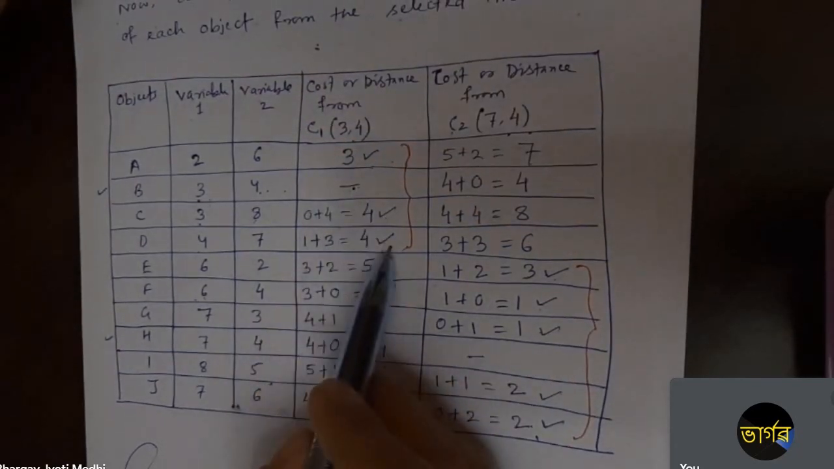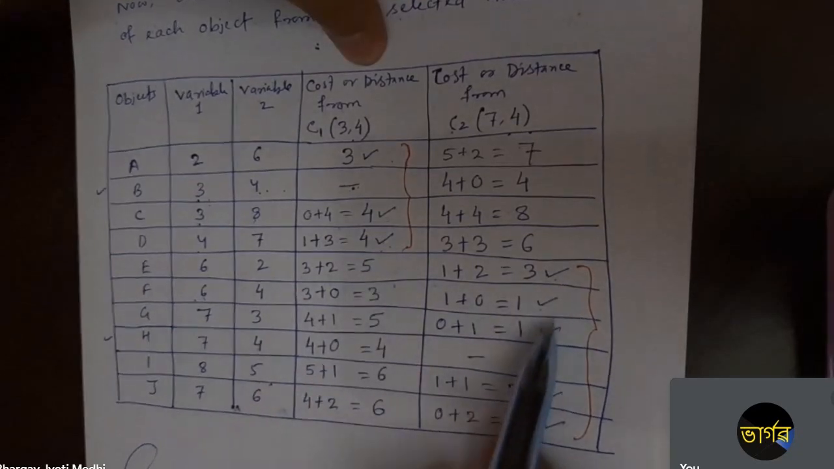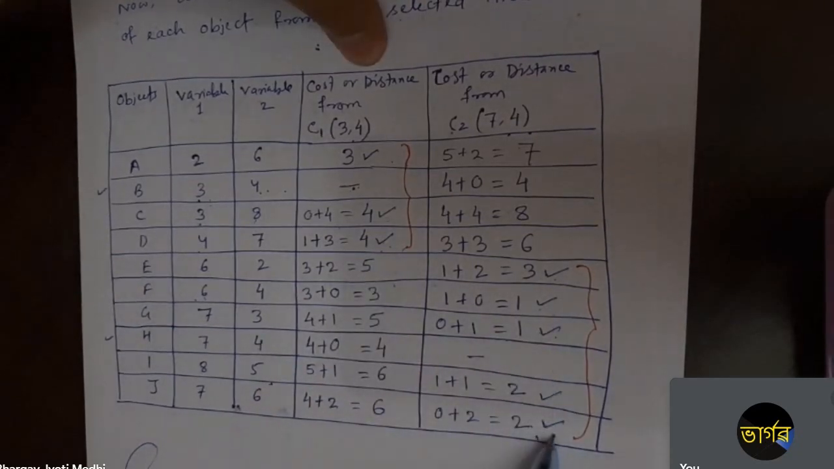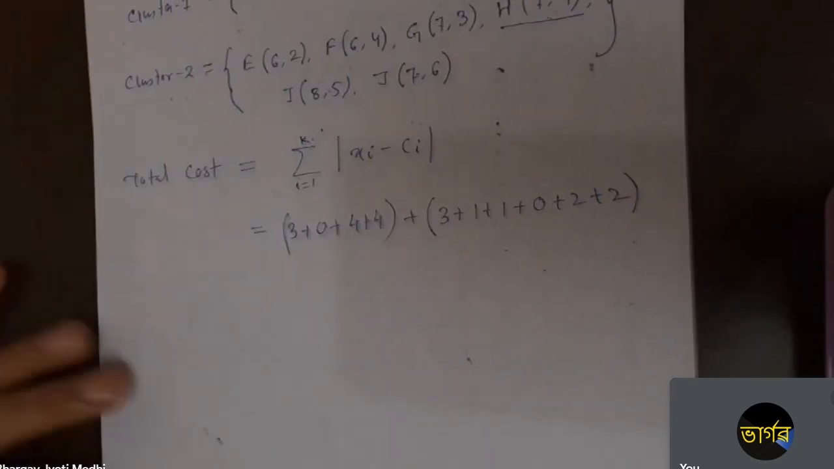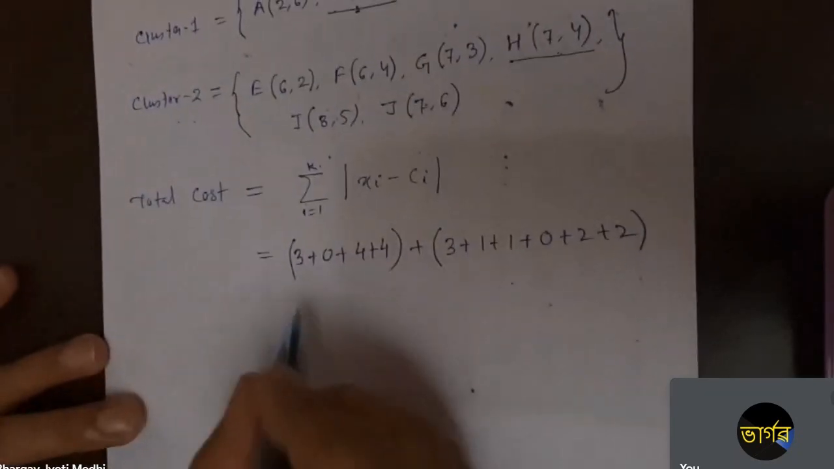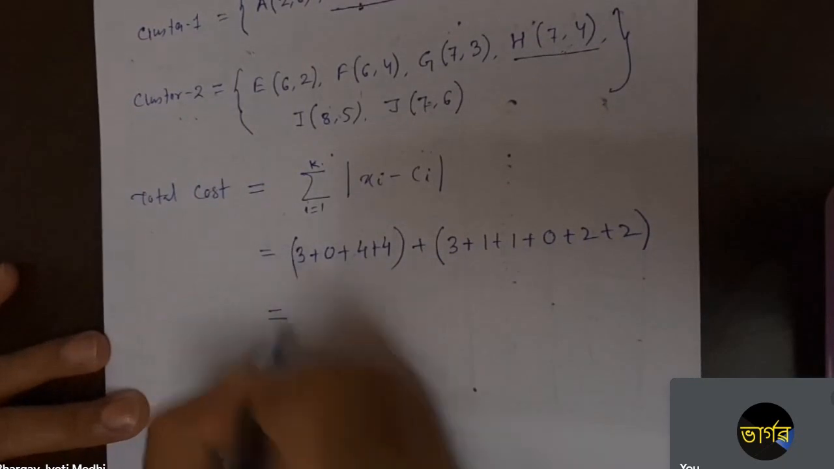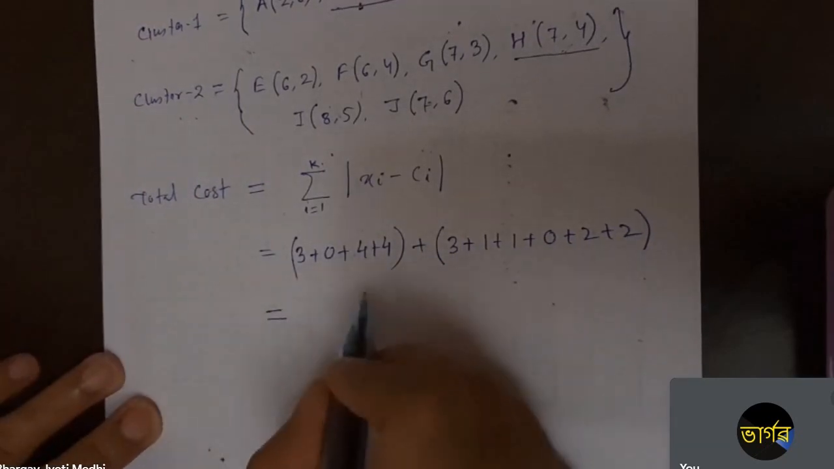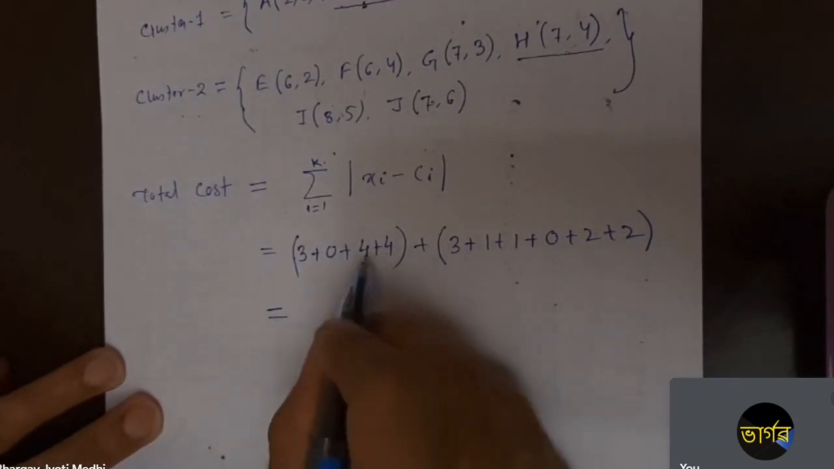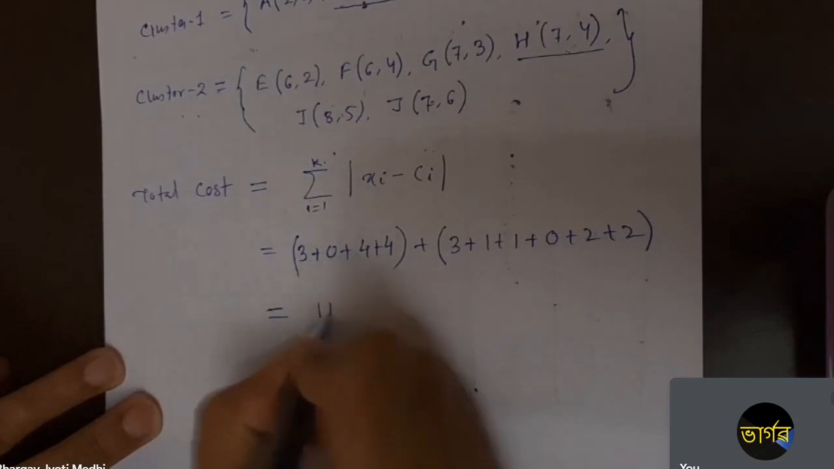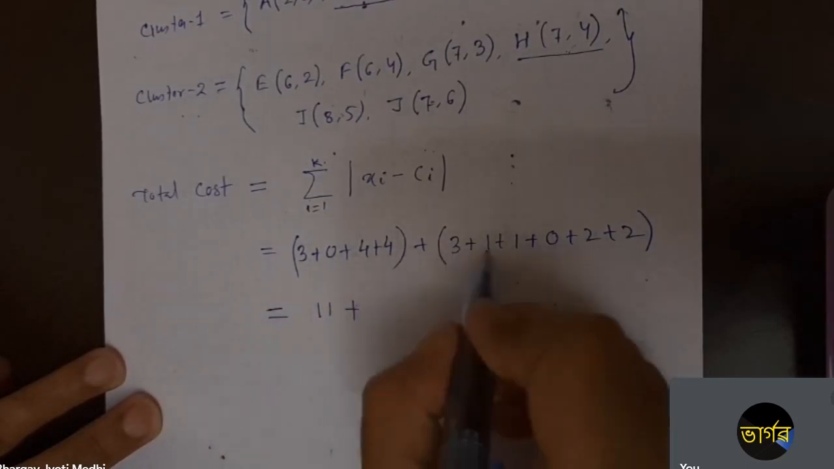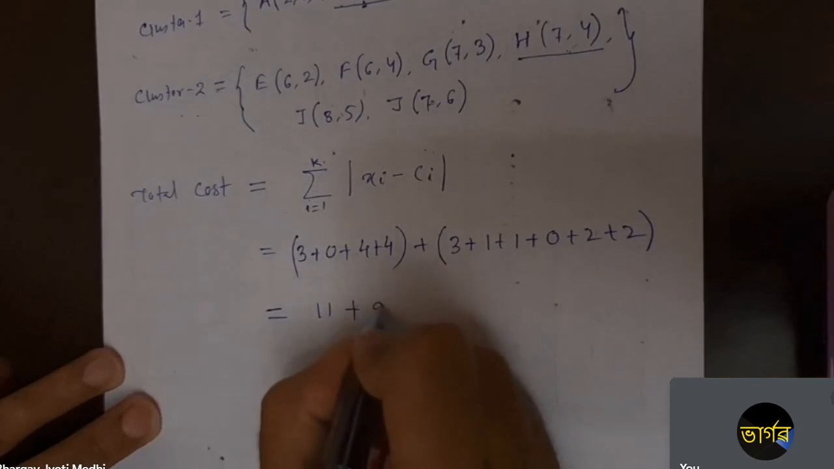When we add them, that is the total cost. You just see what the total cost is: 4 plus 4 is 8, plus 3 is 11, and this will be 3, 4, 5, 6, 7, 8, 9, so 11 plus 9, it is 20. Okay, total cost is 20.